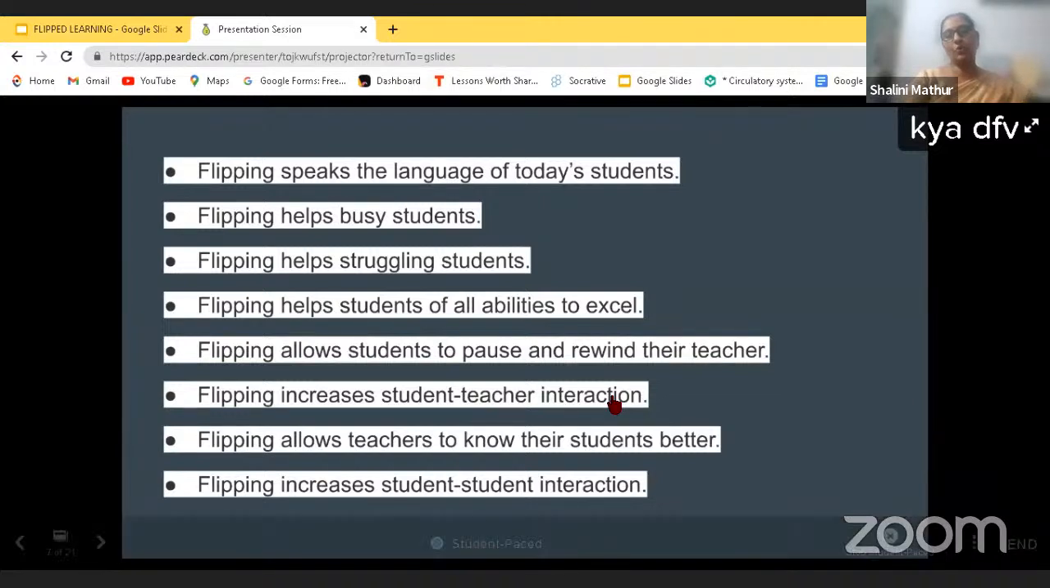Flipping allows teachers to know their students better, because when we do flipping, it gives enough time to the teacher to focus on their students, उनकी और क्या needs हैं. Most of the time, as soon as we enter the class, what we say is, just settle down, let me start my topic and let me explain it. यहाँ पर अब ये जल्दी नहीं रहती है किसी टीचर को, because you have already introduced the topic before, so the students are already aware of it.